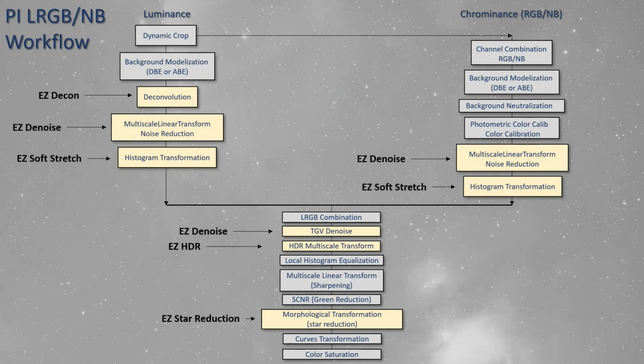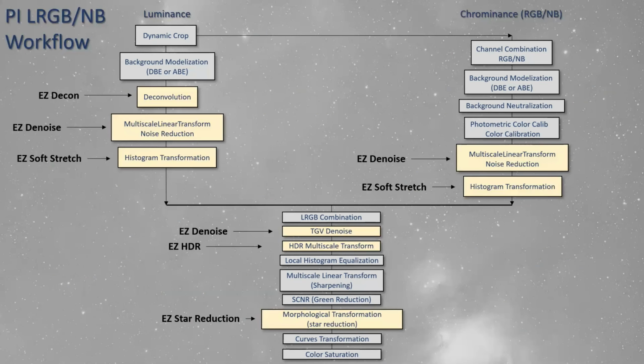And right at the end, if you need to reduce the stars, you can use the EZ Star Reduction instead of the process you used to have to go through, creating a mask and doing the morphological transformation on it. It used to be a really painful thing, but this EZ Star Reduction does a great job there.